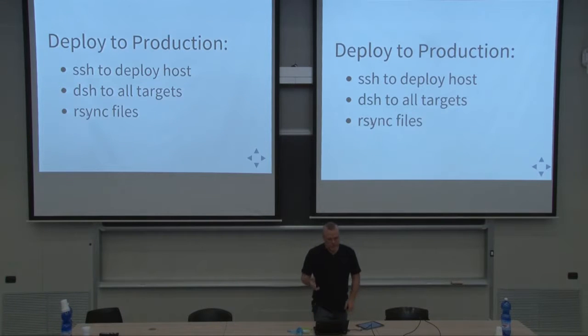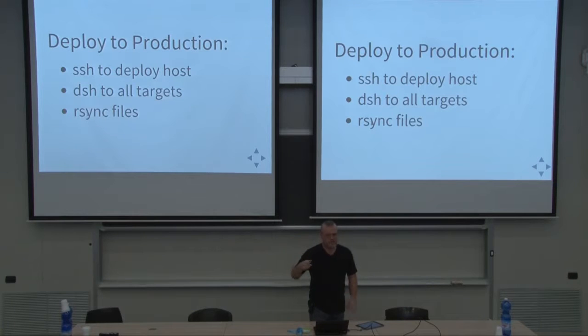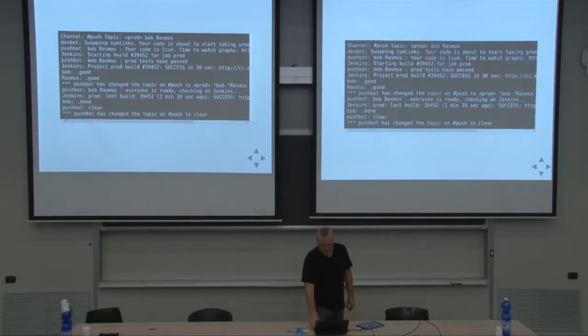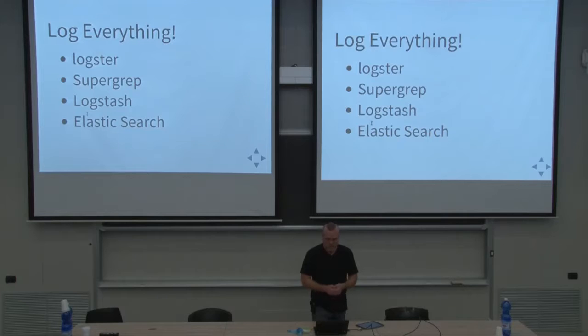When we deploy to production, the Deploynator SSHs to the deploy host and does a D-shell, distributed shell, rsyncs to all the web servers, and then lets you know in the IRC channel that this is happening. And we graph everything: StatsD, Ganglia, Graphite. We log everything. Logster is a tool we wrote for gathering log files. Supergrep is another tool we wrote for looking at all the log files from all your servers in one web interface. Logstash, Elasticsearch, is for managing and querying your log files.